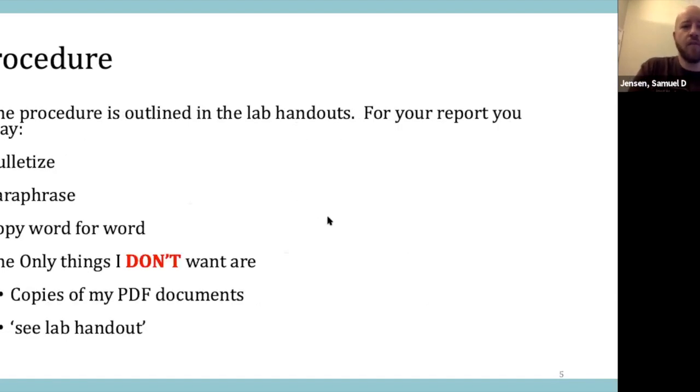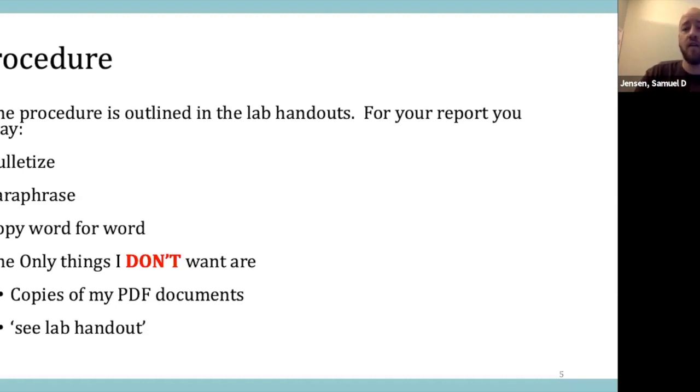So for most of the labs, you have a handout, okay, that is a PDF outline of the procedure that you need to do, okay? The only thing that I don't want is my PDF document given back to me or the lab handout, okay? You need to have written up a procedure section, but how you do it, I don't care. You can bulletize it, paraphrase it, plagiarize it, whatever you got to do to get the procedure section from whatever you've been given into a Word document that is not my handout. I just don't want to see my documents given back to me, okay?